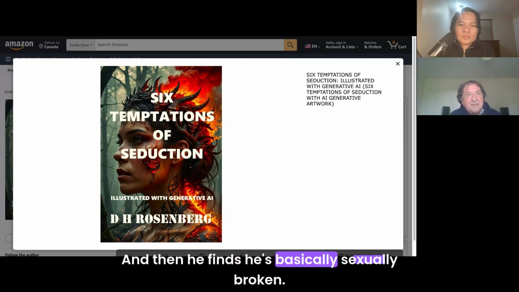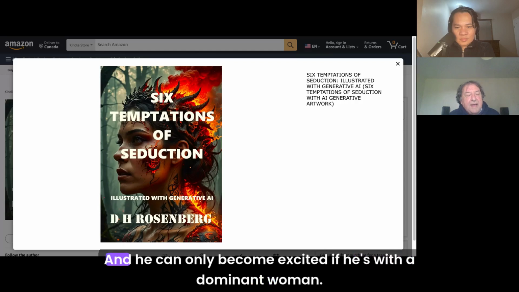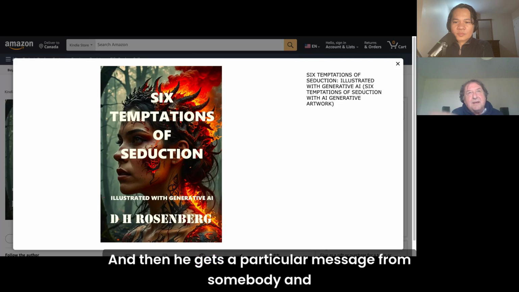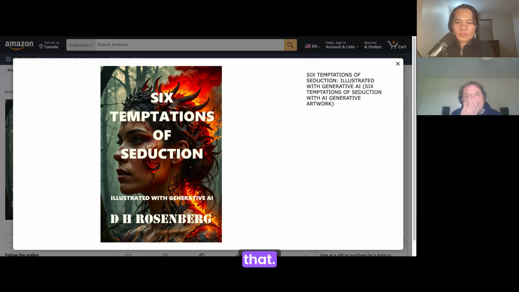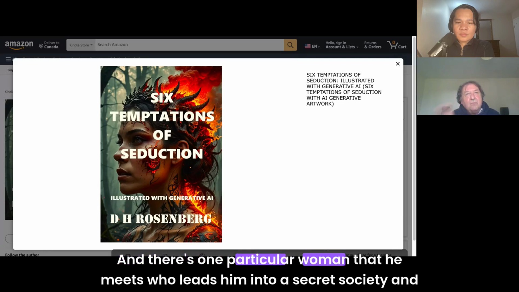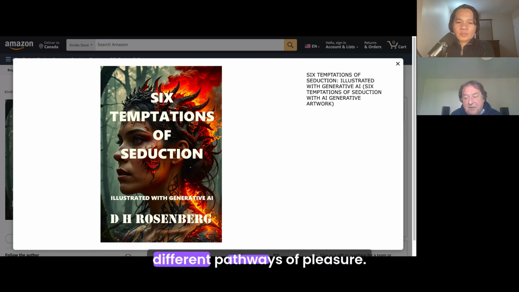And then he finds he's basically sexually broken. He cannot have a relationship in a normal way, and he can only become excited if he's with a dominant woman. And then he gets a particular message from somebody, and he finds that he's inherited this little antique shop, but there's more to it than that. There's one particular woman that he meets who leads him into a secret society, where there are pathways to pleasure, and she teaches him and works him through these different pathways of pleasure.